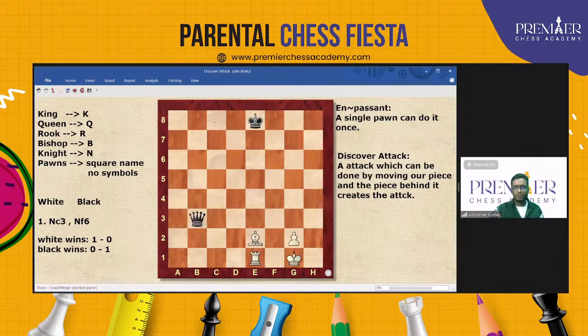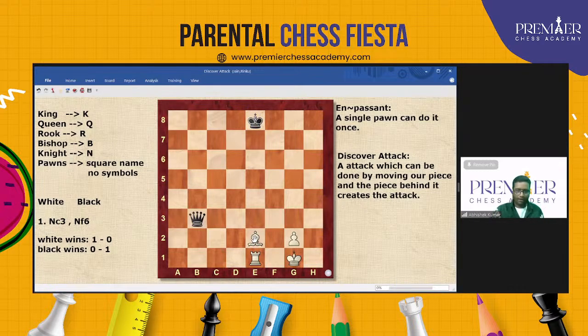Let's talk about this position. There's a rook on e1 and a bishop on e2. There are two pieces over here. If we move this bishop anywhere along the red arrow, can we say the rook behind it will create an attack on the king? Yes, it will. Then this attack will be known as a discover attack.